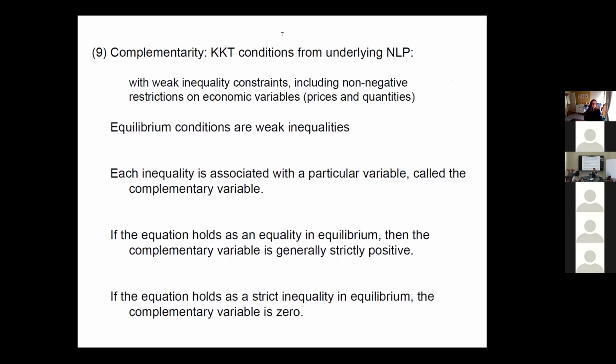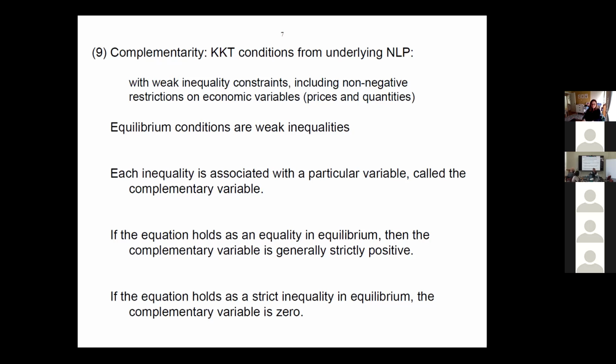Okay. So the framework we're going to be working on this week is nonlinear complementarity. And this is derived from the Kuhn-Tucker theorem and nonlinear programming. So we have weak inequalities. Each of them has an associated variable, typically a non-negative variable such as the price or the quantity, and that's called the complementary variable. If the weak inequality holds as a strict equality in equilibrium, the complementary variable is generally strictly positive, except in a knife-edge case.